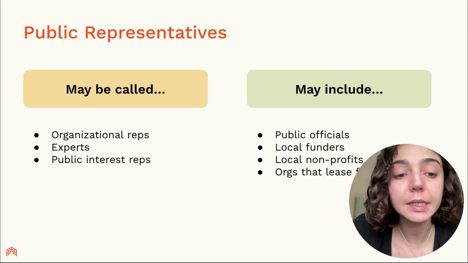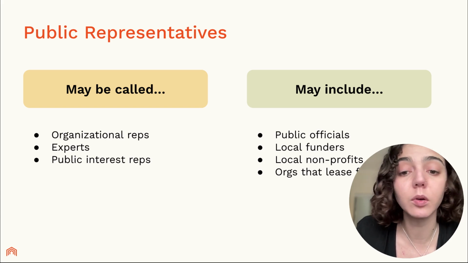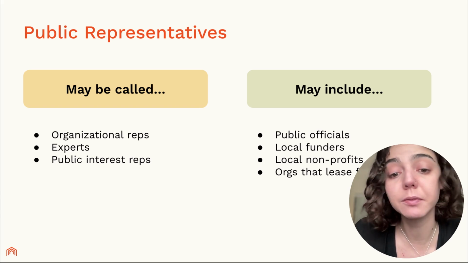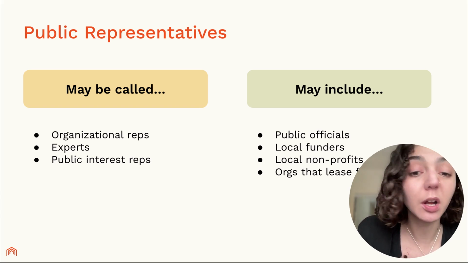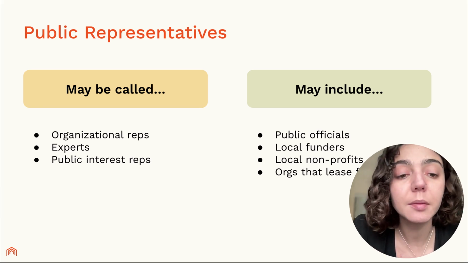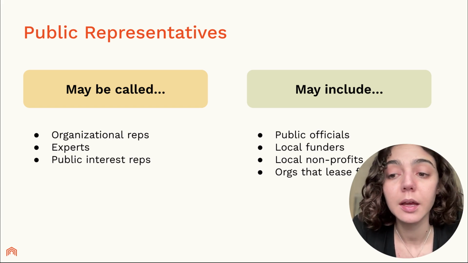We've got public representatives. So these could be public officials, local funders, representatives of local nonprofits, or others who are presumed to speak for the public interest. This is a way of bringing in specific expertise, but also useful strategic connections that might help the CLT. And it helps balance out different interest groups on the board.